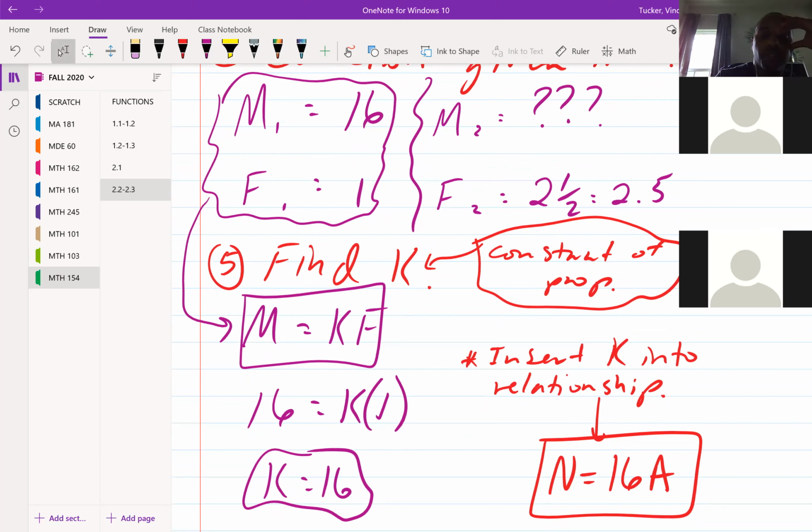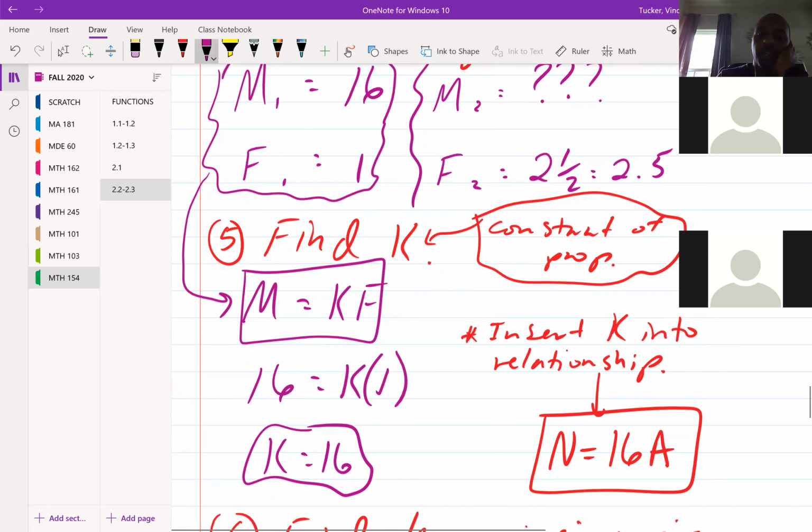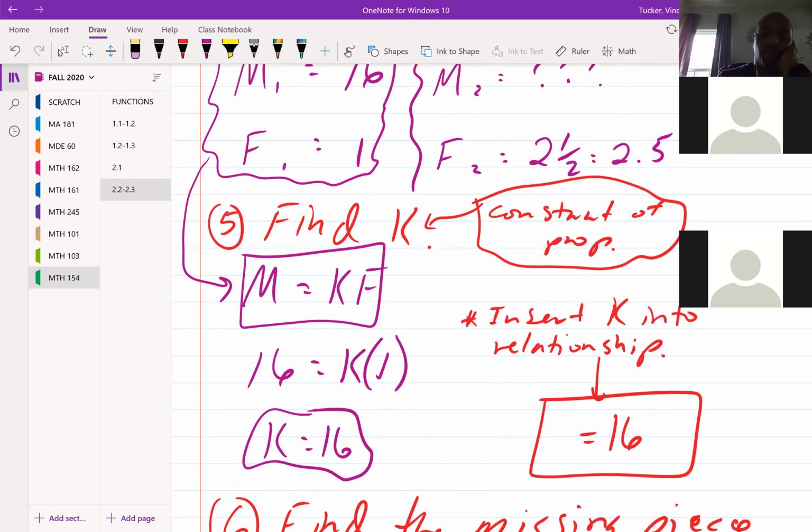All right, so K times 1 is easy for us. That's just K. And we have left 16. All right, so I can insert K now into the relationship. And let me erase the M and F. And so that's going to be M equal to 16F.